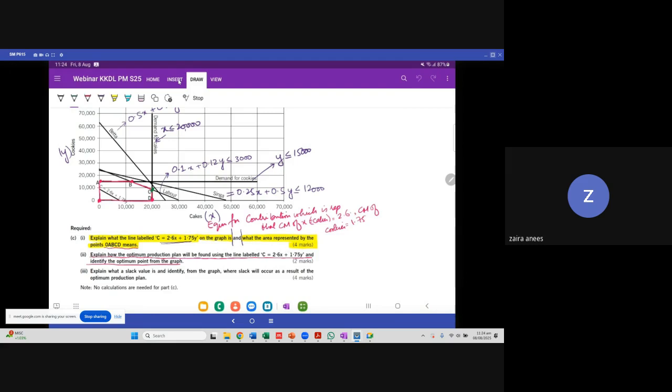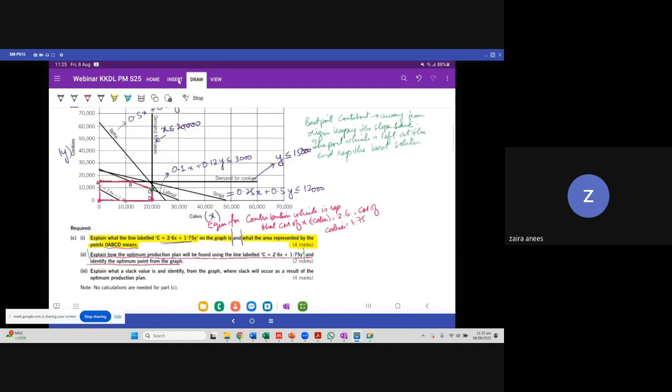How did we find this point C? In order to identify the best point, the contribution line is moved away from the origin, keeping the slope the same. The point which is left at the end represents the best solution, right? Simple.